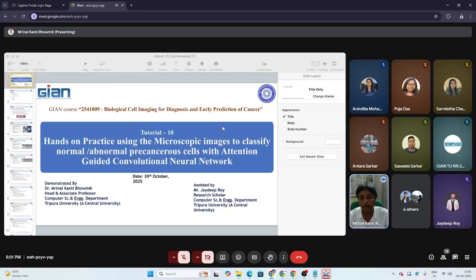The previous one was the VGG net, the sequential net. Now it is attention guided. I think for first semester students it may be helpful in machine learning, for this kind of hands-on or some practical example. So today with me, in this session, assisted by Joydeep Roy, one of the research scholars of our lab.